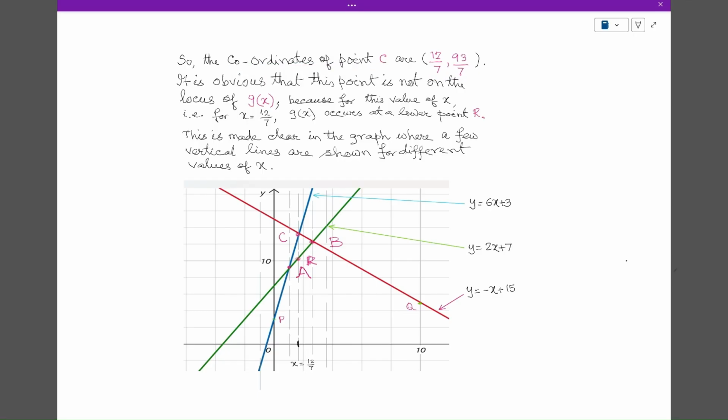It is obvious that this point is not on the locus of g(x), because for this value of x, that is for x = 12/7, g(x) occurs at a lower point R, which is shown in the graph. This is point C. However, the lowest point of the three straight lines is occurring at this point, which is therefore the position of g(x) for that particular value of x. This is made clear in the graph, where a few vertical lines are shown for different values of x.